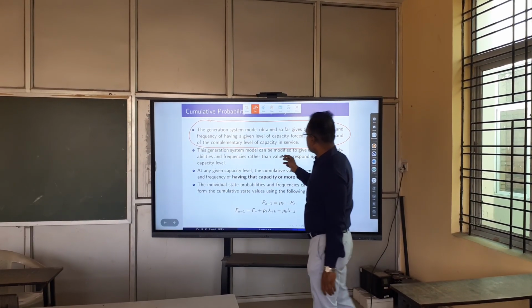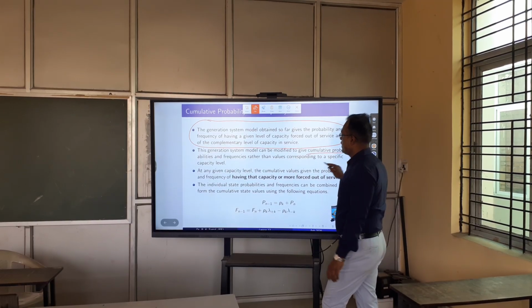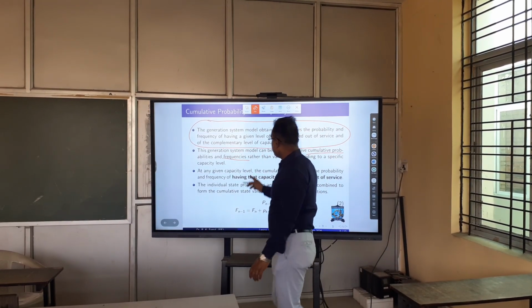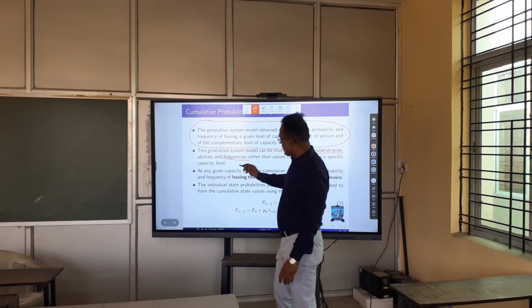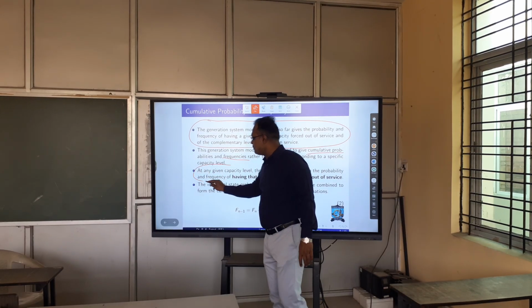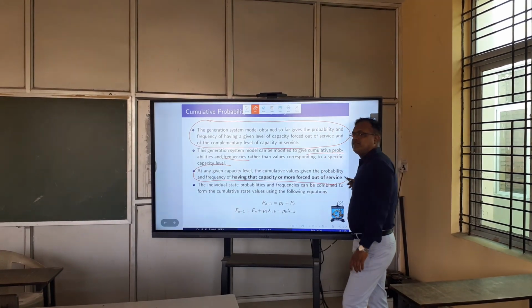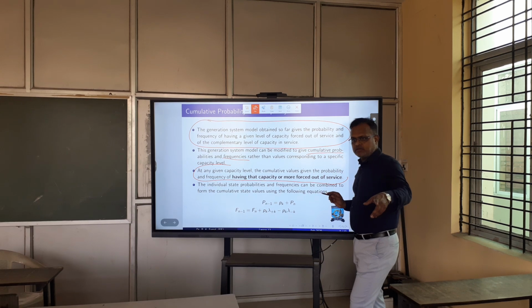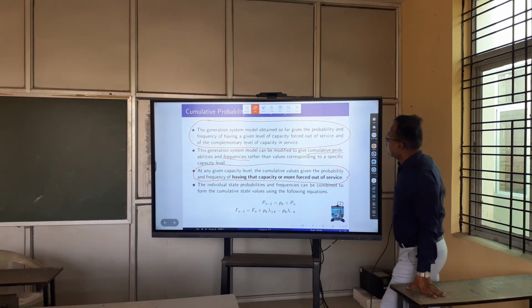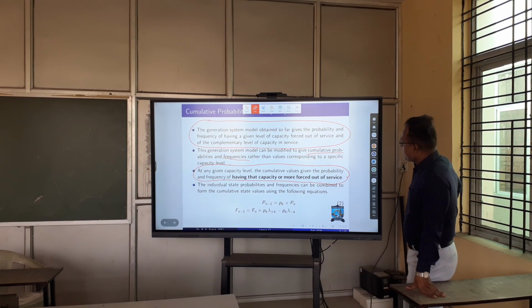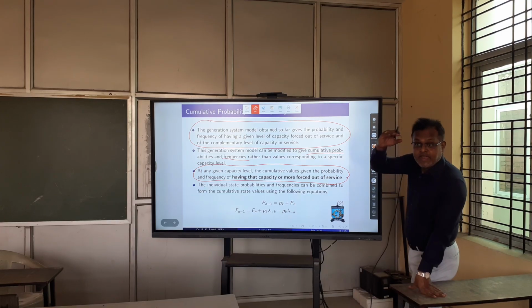The generation system model can be modified to give cumulative probabilities and frequencies. So at any given capacity level, the cumulative values give the probability and frequency of having that capacity or more out of service. What is the significance of cumulative that we have seen during LOLE computation? It's the same concept: the cumulative value simply means the probability or frequency of having that capacity or more out of service. That's why we start with 1 at the top, not at the bottom.